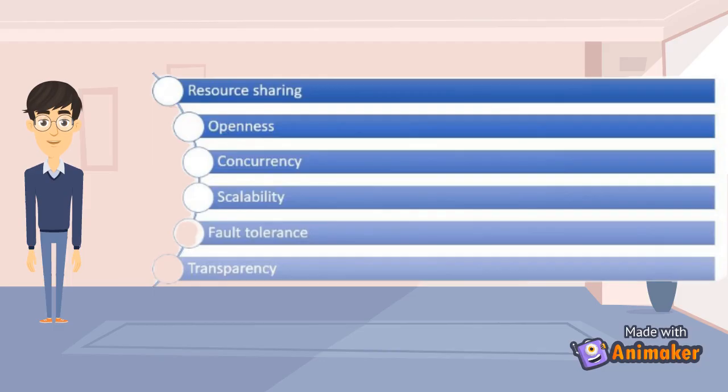There are a lot of functions that distributed computing does, but we are going to talk about the most important of them. First is resource sharing, whether it's the hardware, software or data that can be shared. Second is openness. It's how open the software is designed to be developed and shared with each other. Another function is concurrency. Multiple machines can process the same function at the same time.